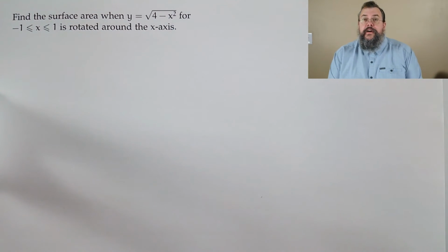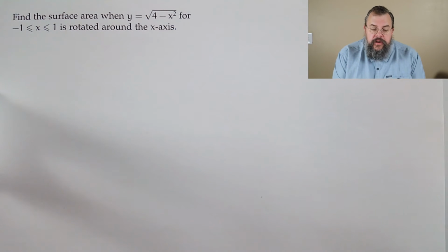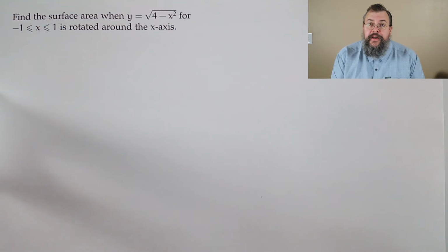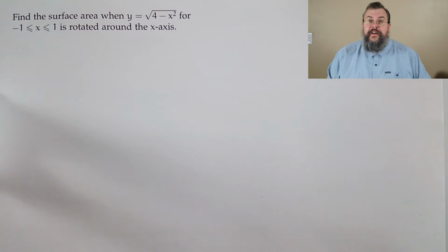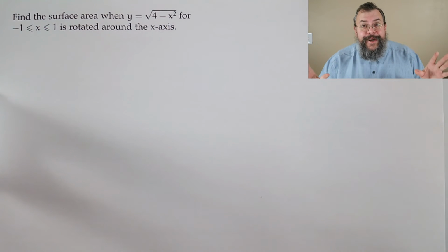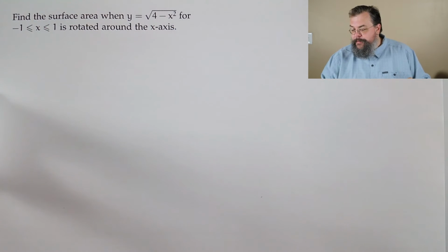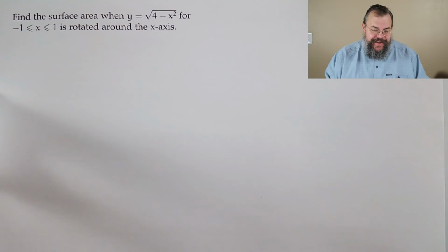Okay. Find the surface area when y equals the square root of 4 minus x squared, for negative 1 less than or equal to x less than or equal to 1, is rotated around the x-axis. Now let's think about what we're doing here, because I think this is going to be kind of amazing at the end. If you see what's going to happen, we're going to talk about the answer for a second.